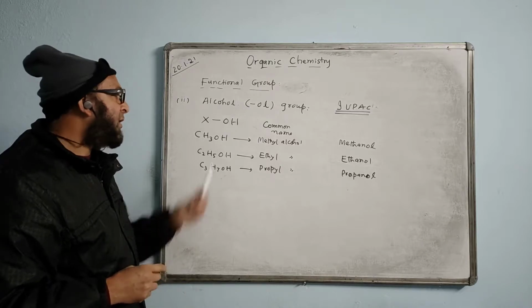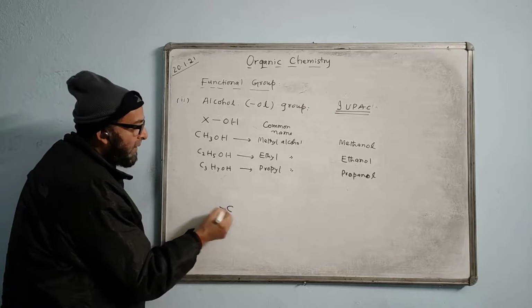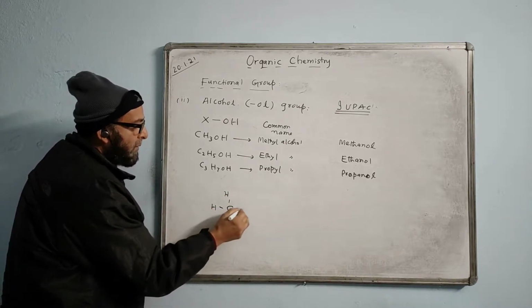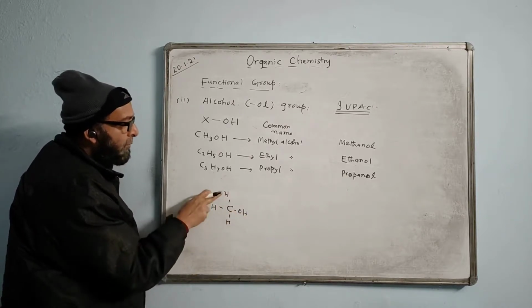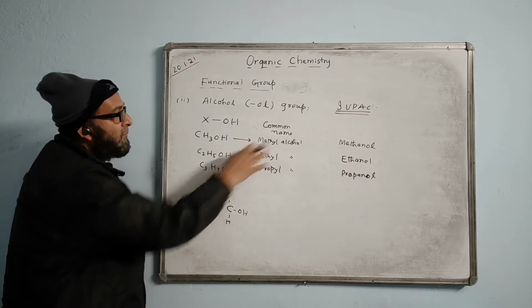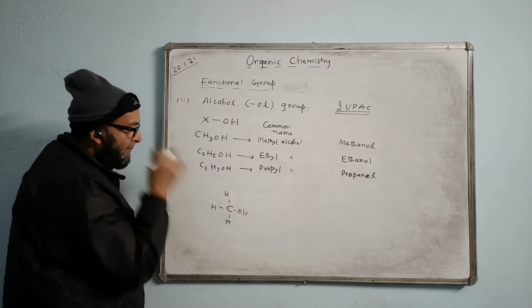How do we write the structural formula? First, I write the structural formula of CH3, with H's, and put OH here. We can put OH down, or we can put it in another place. So this is the formula of methanol, or methyl alcohol.